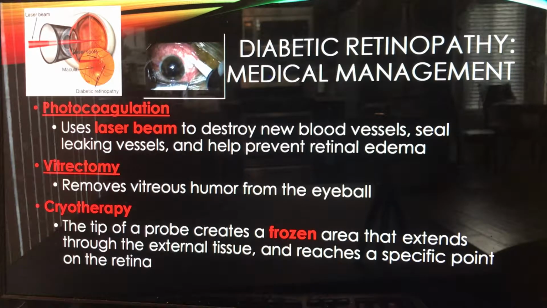For medical management, you have photocoagulation, vitrectomy, and cryotherapy. In photocoagulation, they use a laser beam to destroy new blood vessels, seal leaking vessels, and help prevent retinal edema. The vitrectomy removes vitreous humor from the eyeball. And cryotherapy is your freezing therapy. The tip of a probe creates a frozen area that extends through the external tissue and reaches a specific point on the retina.